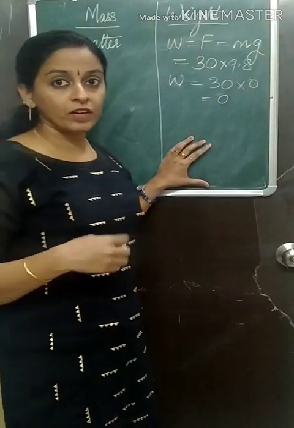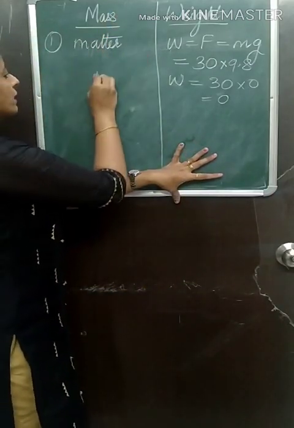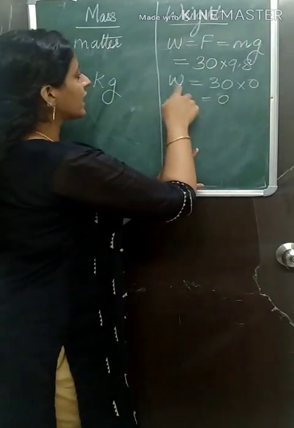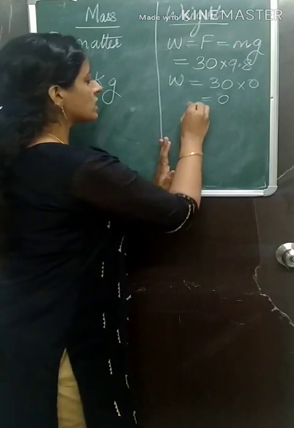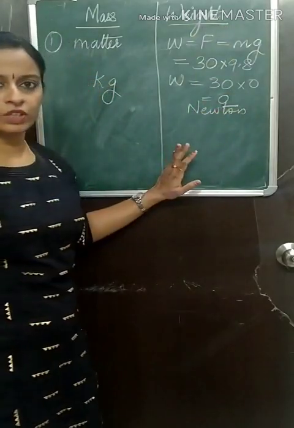Now we will talk about the units. For mass, it is just the amount of matter, so the SI unit is kilogram. For weight, it is the force. What is the unit of force? The unit of force is Newton. So the unit of weight is also Newton.